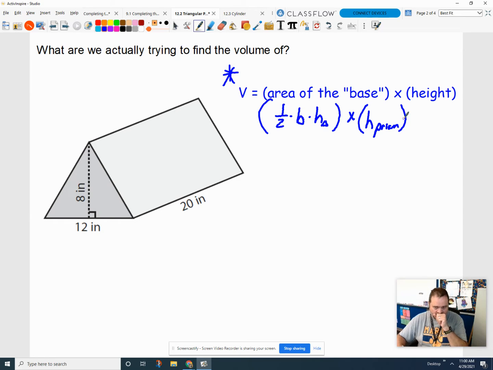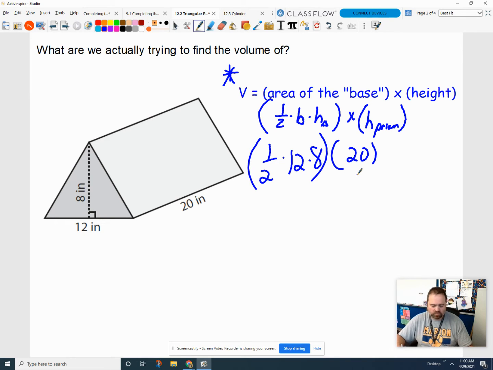So this is a straight punching on a calculator though. One half the base of the triangle is 12, the height of the triangle is 8, and then I'm going to multiply all of that by the height of the prism, which is 20. I believe that's 960, but I'm going to double check. Yep. So this has a volume of 960 cubic inches.